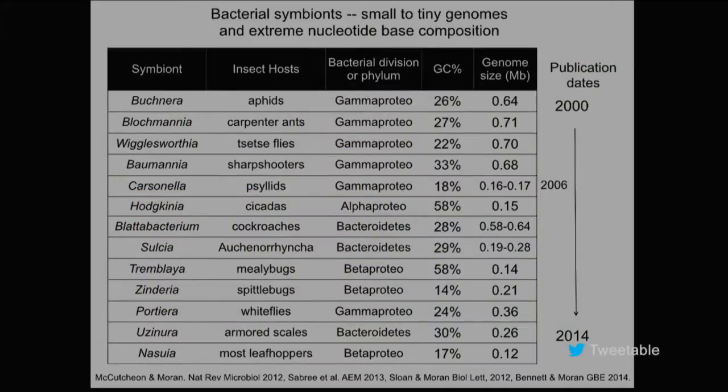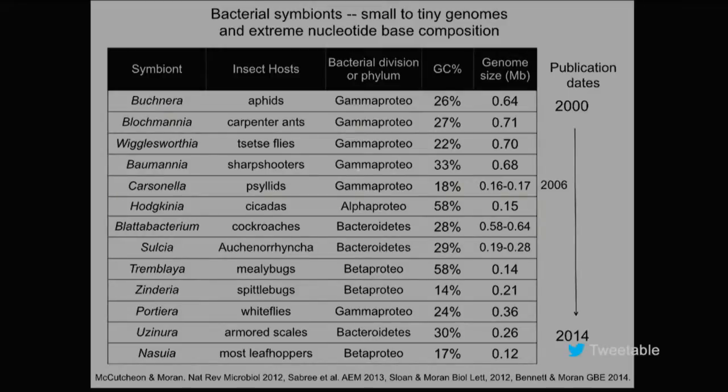This is just a list of some of the main ones. The list has gotten too long to put on a slide, but these are just some of the insects that have been studied, many of them by us, but also some other groups. So aphids, carpenter ants, the little ants that are walking out there on the wooden benches when you want to sit down, tsetse flies, the vectors of some disease, sharpshooters, psyllids, cicadas, cockroaches, mealybugs, spittlebugs, whiteflies, and others. So there's all these different insect groups that have independent cases of symbionts that have invaded them.